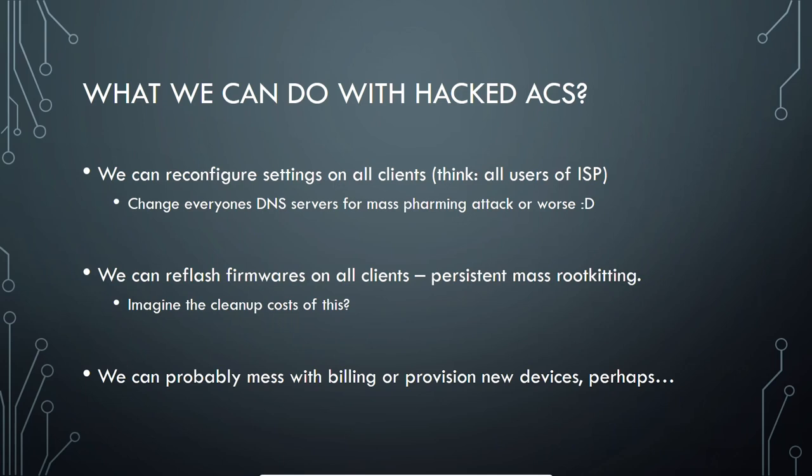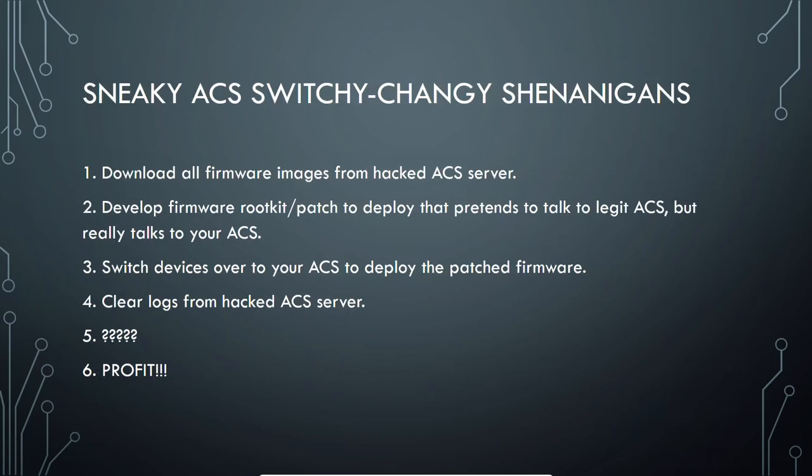Can you imagine the cleanup costs of 10 million routers with firmware rootkits that have been disconnected from the legit ACS? The ISP would have to ship new units out, there'd be engineer visits, it'd cost millions to clean up, I think. We can also screw with billing, we can provision new devices, etc. You know, we can do an awful lot. Or we can just change everyone's wireless keys and get free internet forever. Whatever you can imagine is possible.